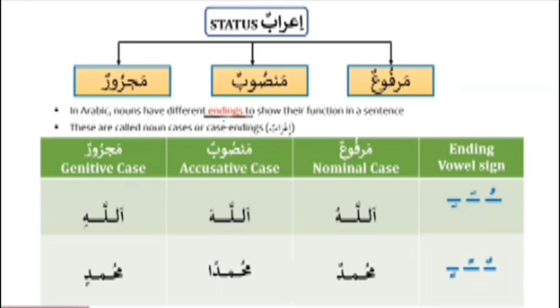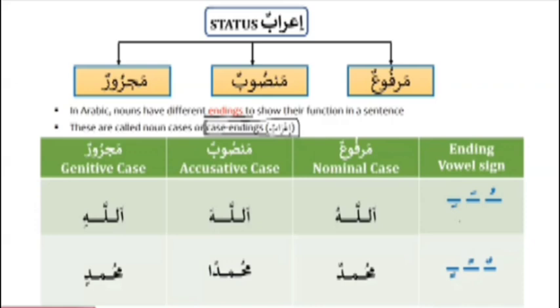So as we can see over here, in Arabic, nouns have different endings. So here we will come to know what i'rab basically is, to show their function in a sentence. And these are called noun cases or case endings. So basically focusing on the case endings is called i'rab. What is i'rab? Focusing on the case endings, like how the noun ends, okay?